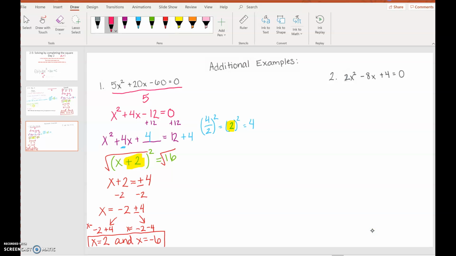Okay, so first divide everything by 2. So we're left with x squared minus 4x plus 2 equals 0. Then we're trying to get it in the form of x squared plus bx plus a blank space equals c on the other side. So we're going to subtract 2 on both sides, so we're left with x squared minus our 4x plus our blank spot. And then 0 minus 2 is -2.